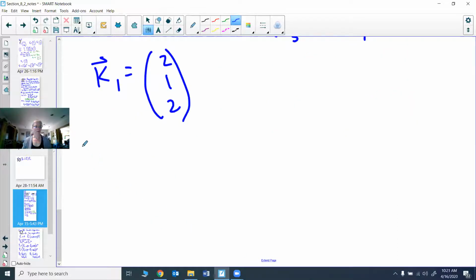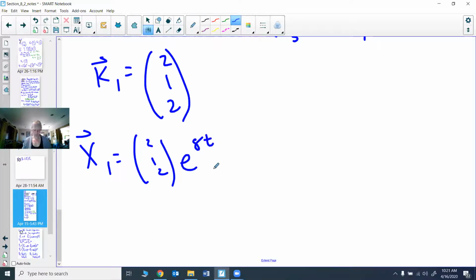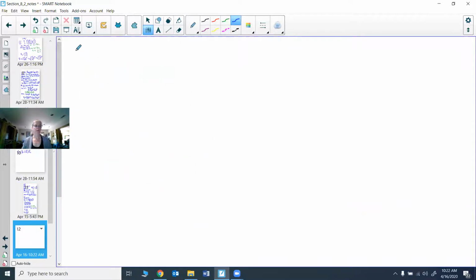So I now know that when lambda equals 8, we end up with x1 is equal to 2, 1, 2 times e to the 8t. So we have that one. Now we need to do lambda equals -1. And this one's a little bit more work. We're going to go through similar ideas, but we're going to have a little bit of an issue here at the end. So we'll see what happens. All right, so again, we're going to start off with A minus lambda I.